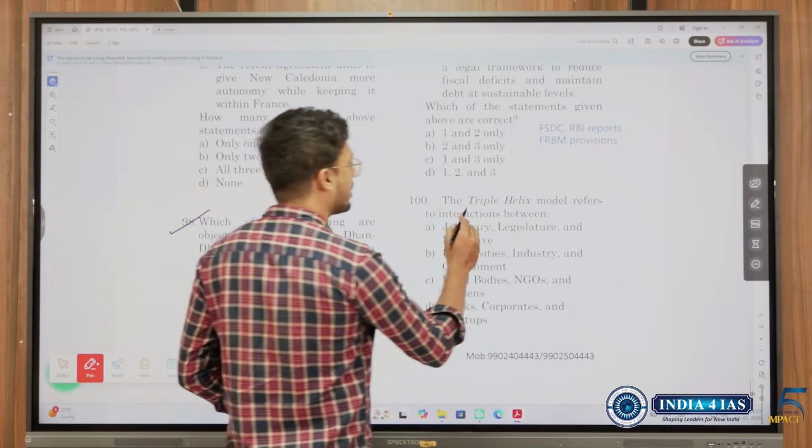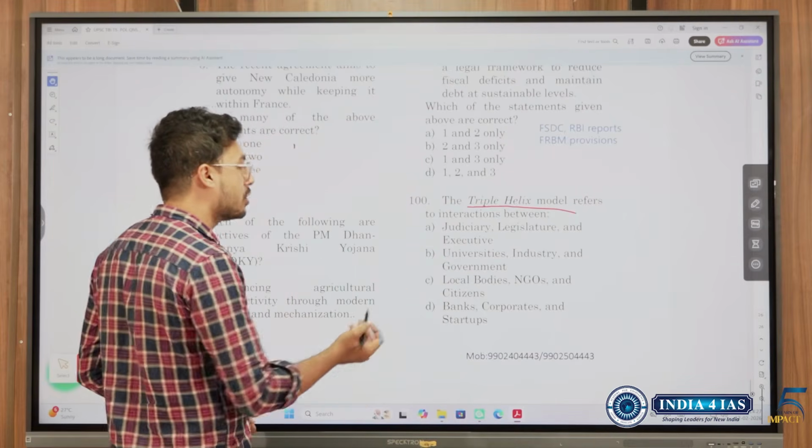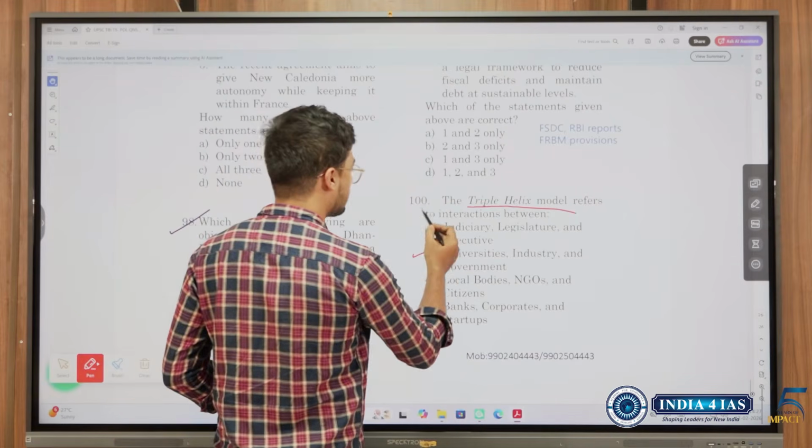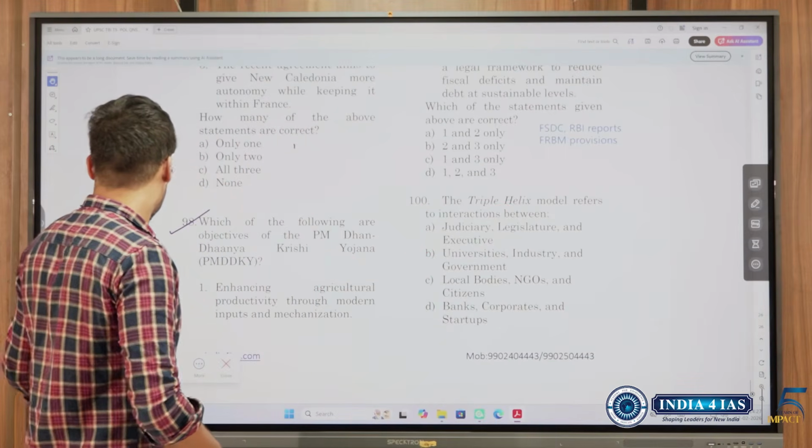See, the double helix model, this was just asked in the question. This is not that important of a question. The answer to this is this. This is left to you. This is not that important a question.